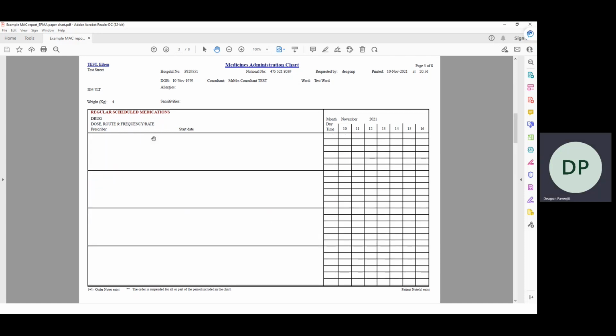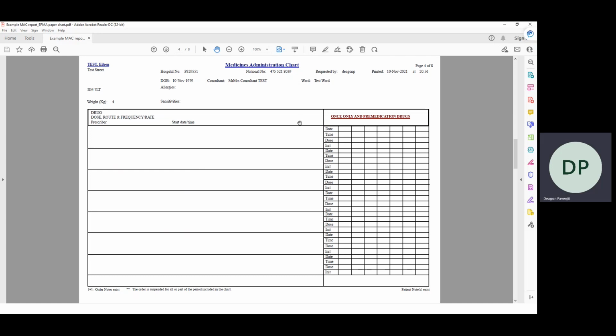Moving on to the next section, regular scheduled medications, you can see there are 4 blank sections. This is available for prescribers to prescribe any new medication that may be required during the period of downtime. They would simply make an entry here.